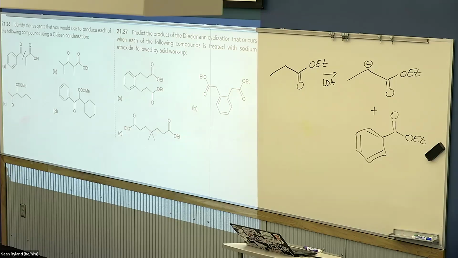This would also work if we use benzaldehyde, because we're doing the LDA first. If you do this with benzaldehyde, you're going to get an OH group here instead of the carbonyl. And then you wind up with dehydration happening to get that.